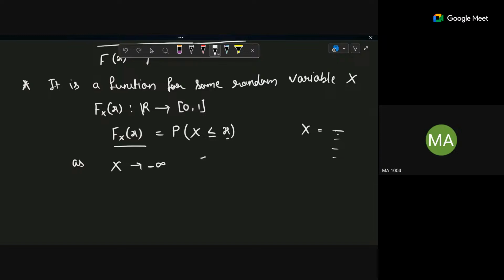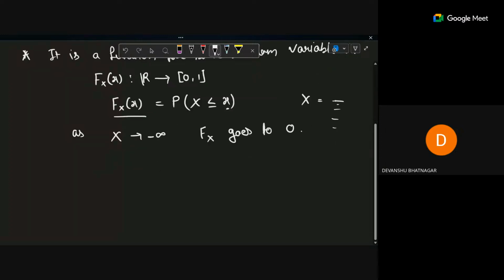Why is it so? Because probability will be close to zero. Probability going to 0 means the probability that X is less than or equal to negative infinity has to go to 0. That means the occurrence of the event is not yet done.